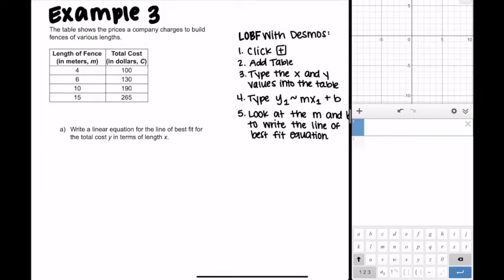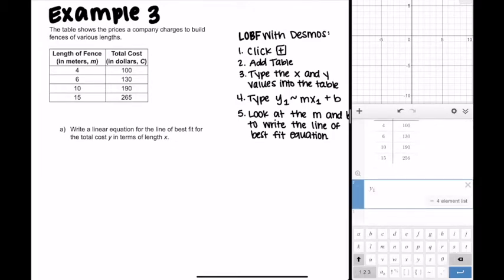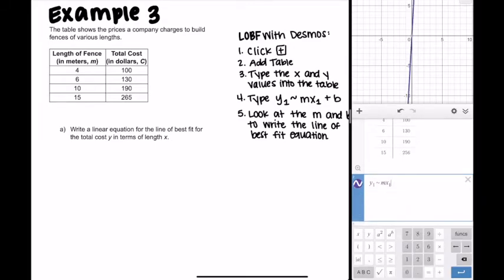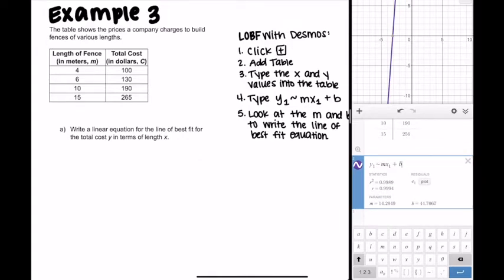So in Desmos, click the plus sign, then add a table, and we'll put in our x and y values. Now that we have our table of values, we're going to tell Desmos we want the line of best fit. y1 squiggle mx1 plus b. So our m, I'm going to write all of this out, and we're going to talk a little bit about rounding in just a moment. So our b value is 44.7067.